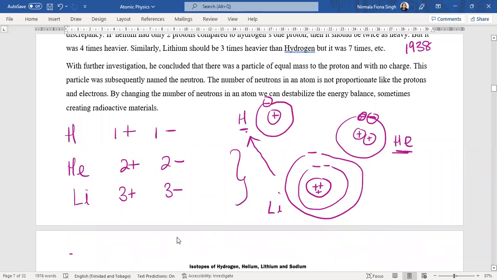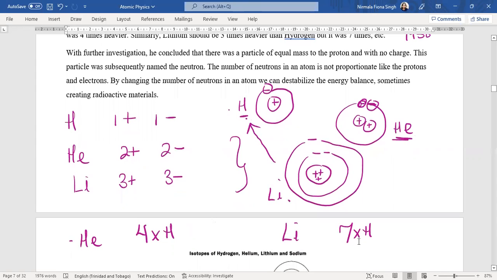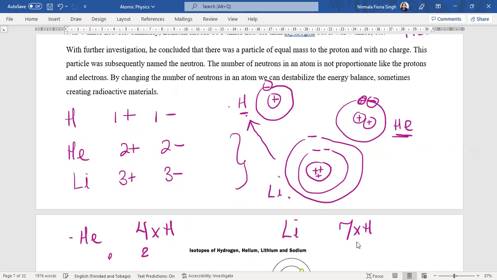All right, so they realized if they had 1 mole, or probably like 10 moles, of hydrogen, it was not 1/3 the mass of lithium. It was not half the mass of helium. What they realized was that helium was actually 4 times the mass of hydrogen, and lithium was 7 times the mass of hydrogen. So clearly there is something different here. We have an extra 2 times that we don't know.